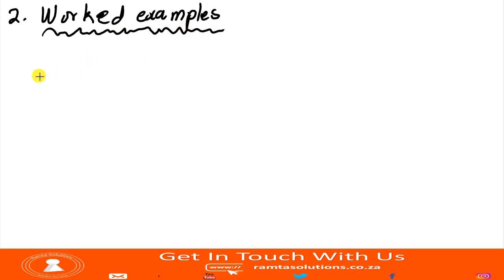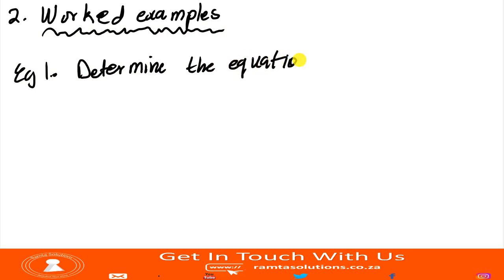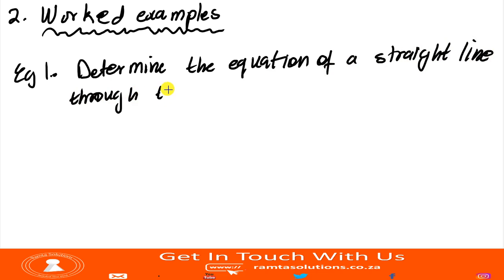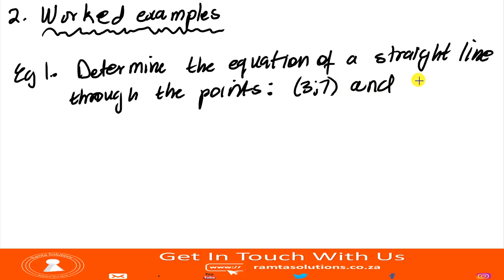Example 1: determine the equation of a straight line through the points 3, 7 and -6, 1.